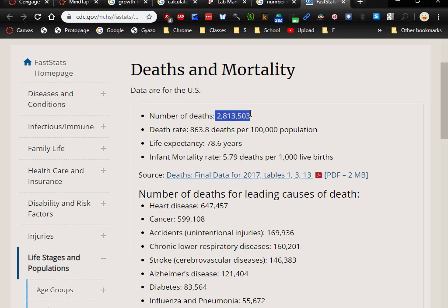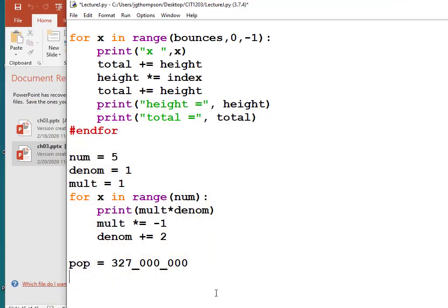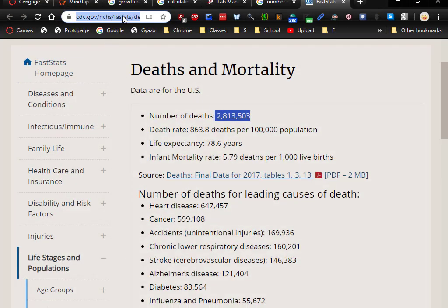According to the CDC, America lost about 3 million people. And then we're going to find out how many people are added each year. So deaths each year is equal to about 3 million. And of course this is bogus, because each year changes. But because it's a percentage, we're just going to roll with it.